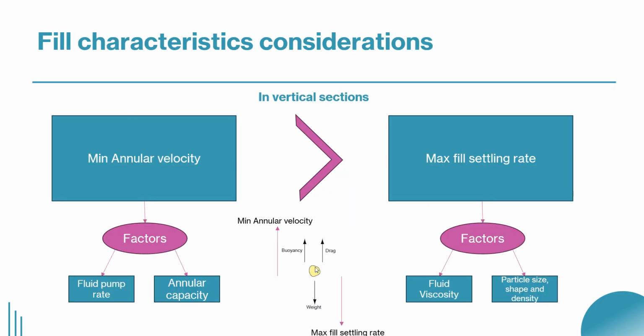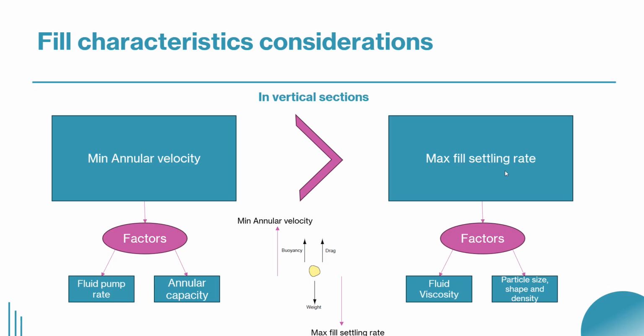So if you have a sand particle or proppant particle, whatever, it will be affected by these forces: the weight force downward, opposing it the drag force acting upward, and the buoyancy force acting upward. So these forces will affect the maximum settling rate, or fill settling rate, of this particle. As you can see here, the maximum fill settling rate is affected by the particle size, shape, and density, which is weight. And when we say weight, we mean the buoyant weight, which is the weight affected by buoyancy. Okay, and the fluid viscosity.